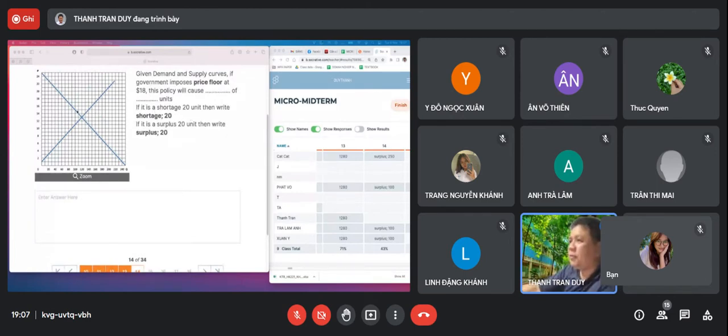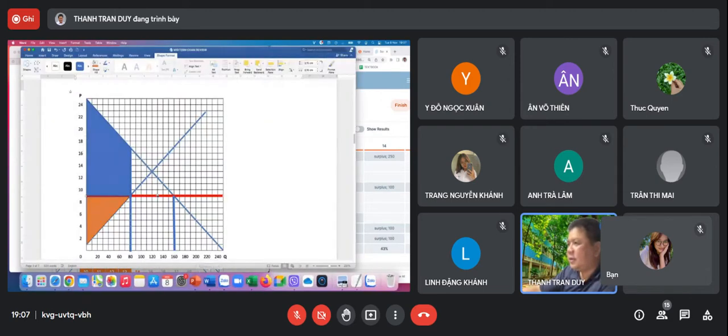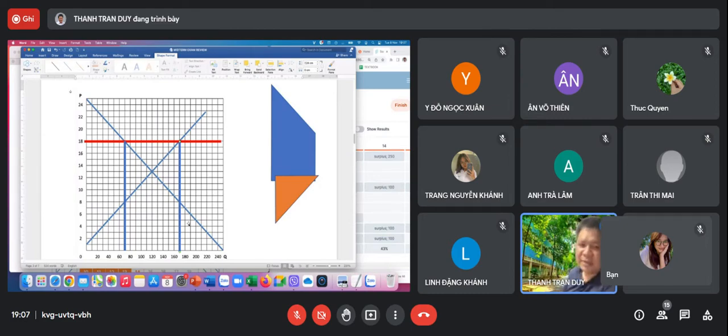Now, if the government imposes a floor at 18, then we have this one, and we can answer the same way: consumer surplus, producer surplus, net weight loss, total surplus. Can you do it? Do I have to give you the solution for this one? Be active.